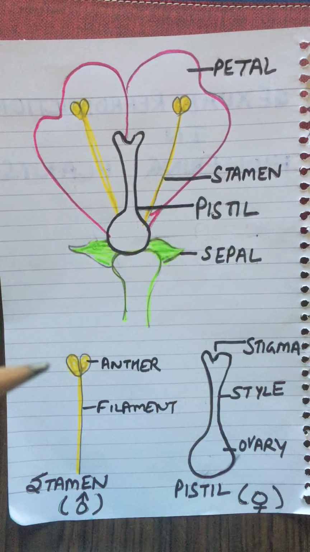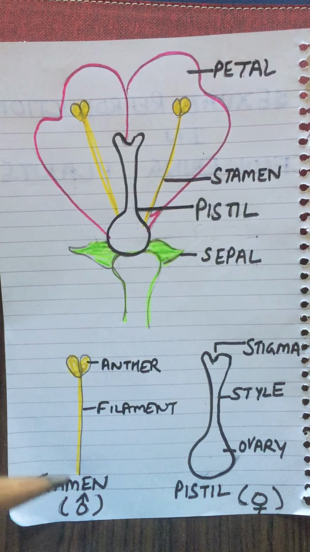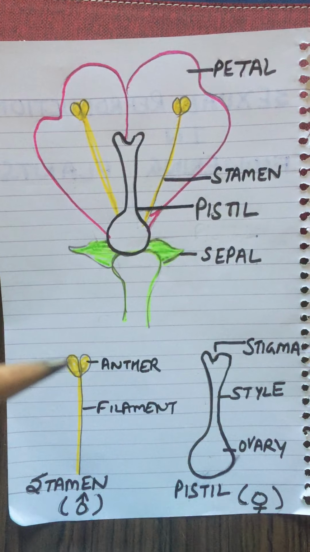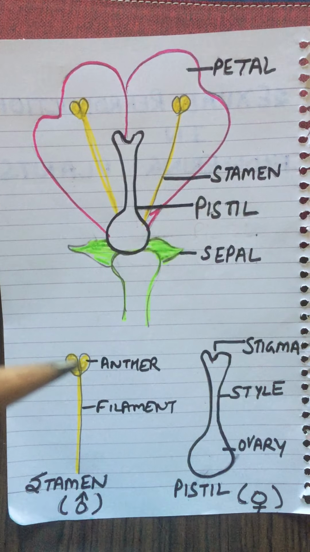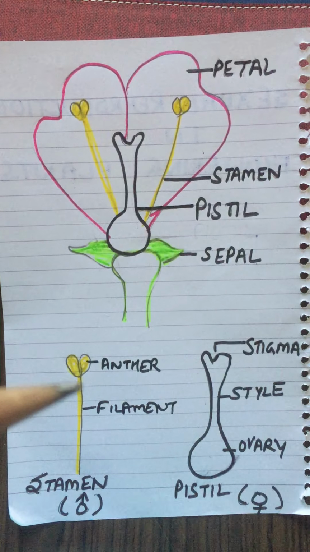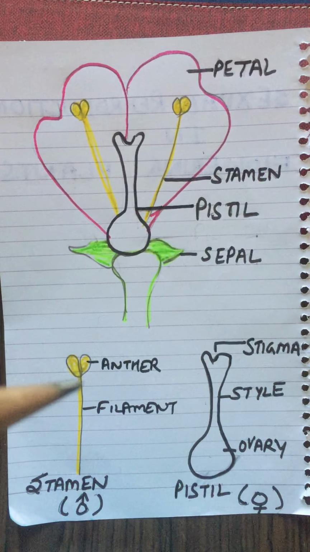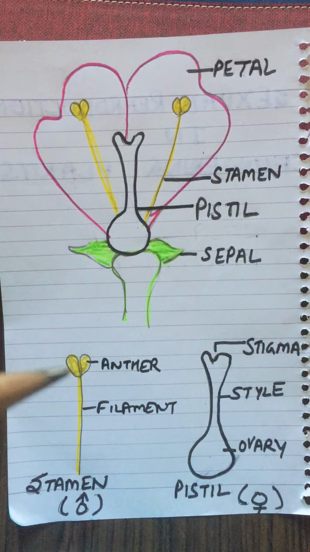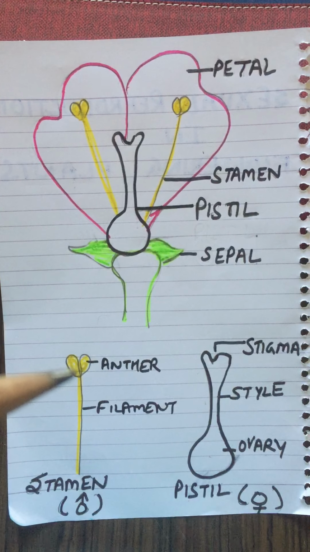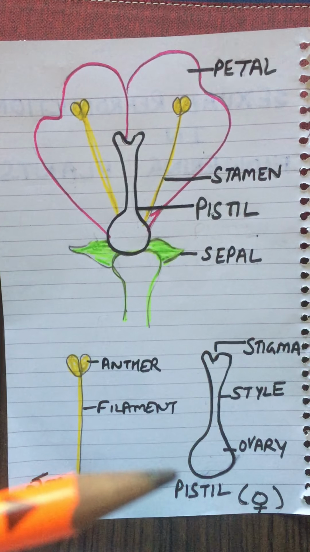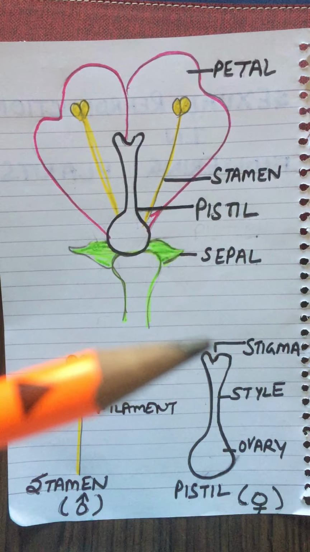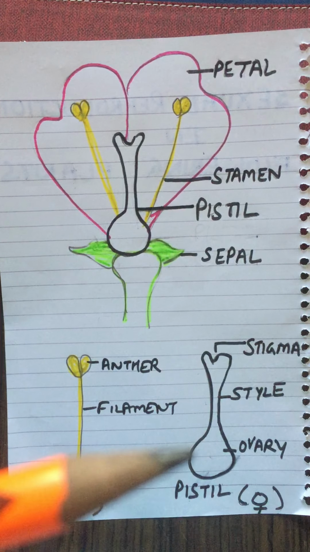Now if we see the parts of the stamen, the male reproductive system, it is made up of anther and filament. Here in between the two anther lobes, the filament is connected, and that part where the filament is connected to the anther is called connective tissue. Then coming to the pistil. Pistil has three parts: stigma, style and ovary.